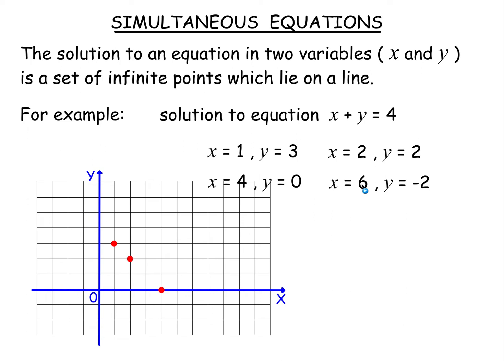So that's the point x 4, y 0. Another solution, x equals 6 and y equals -2. 6 plus -2 does equal 4. Here's 6, -2 plotted. X equals -3 and y equals 7. -3 plus 7 equals 4. There's -3, 7 plotted here. Even fractions, x equals 1.5, y equals 2.5. 1.5 plus 2.5 equals 4. And there is the point 1.5, 2.5.